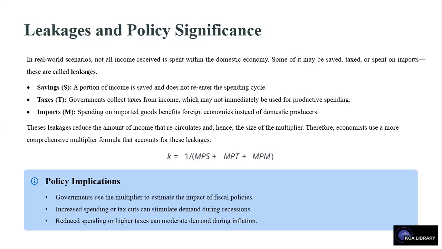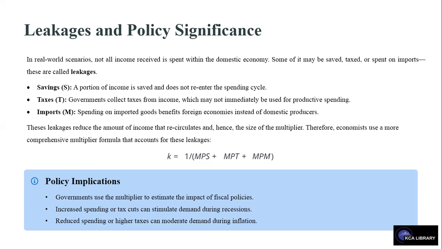Talking about the savings, it is a portion of the income that is saved and does not re-enter the spending cycle. Also, as per the taxes, government collects taxes from income which may not immediately be used for productive spending. And lastly, the import aspect, spending on imported goods benefits foreign economies instead of domestic producers.